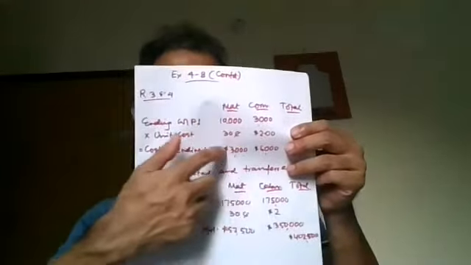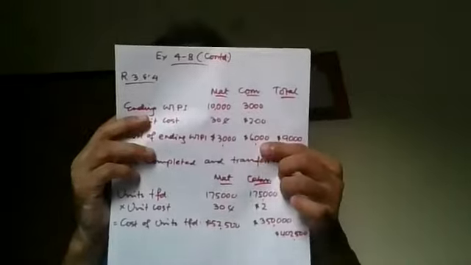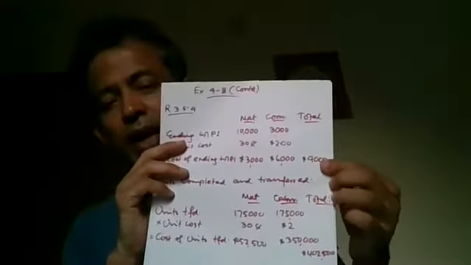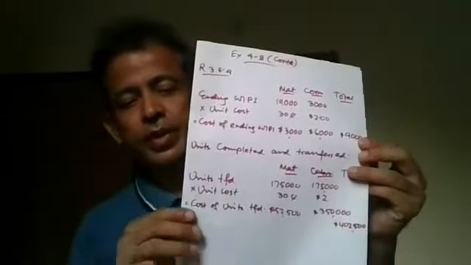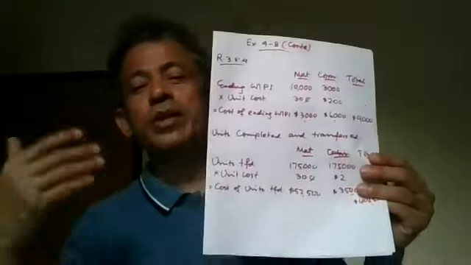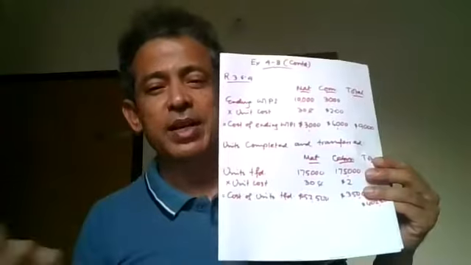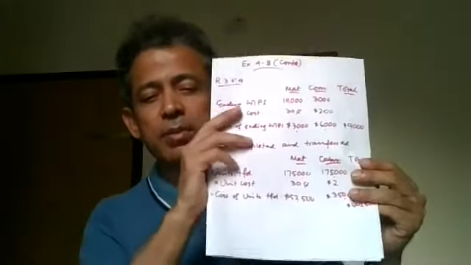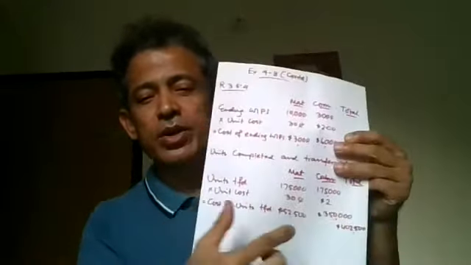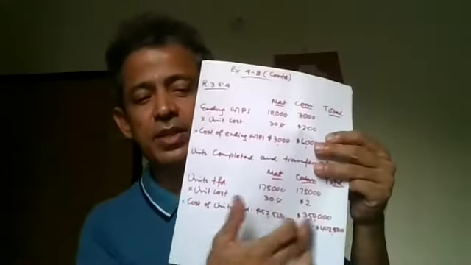And this is our cost of ending inventory, which is 3,000 plus 6,000, makes it 9,000 in total. Now, what's the cost of what's being transferred? So what did you transfer? You transferred 175,000 units. So multiply that by 30 cents and multiply that by $2. And that's your cost of what's being transferred. And just add that up.